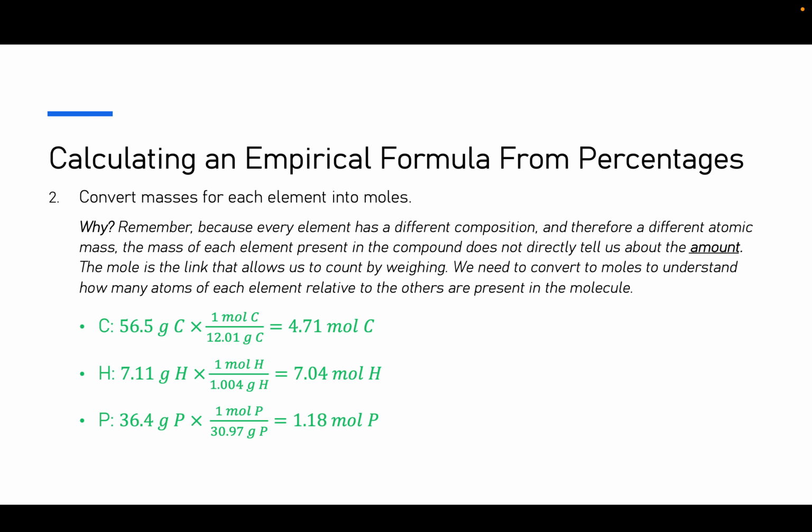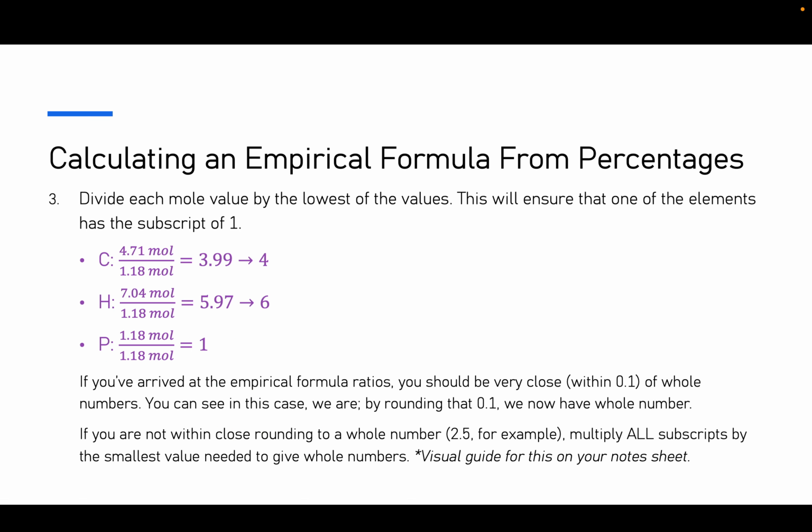We cannot use the grams directly because remember, ultimately, we're trying to count how many of each type of atom are in the molecule. And we cannot count directly with masses because each element has a different composition and therefore a different atomic mass, a different molar mass. And so those masses for each of them represent different numbers of particles. So we have to get to moles first, and in that way we can go directly from that to a count. So you can see that I've done a molar conversion for each. This is just your regular molar conversion. Once you have moles, you are almost home free.